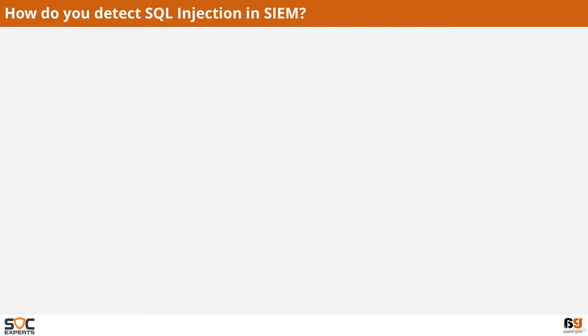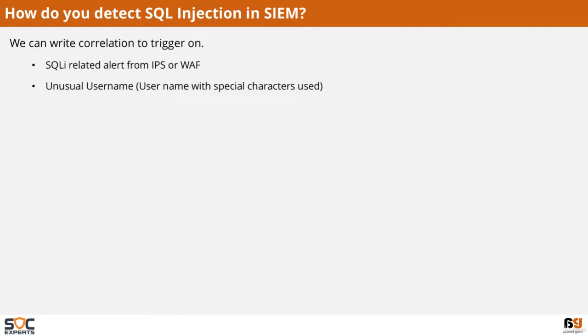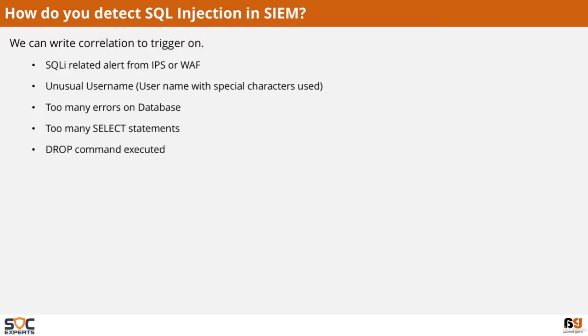How do you detect SQL injection in SIEM? We can write correlation rules to trigger on SQL injection related alerts from IPS and WAF, unusual usernames used to log into the database, too many errors on the database, too many select statements or abnormal select statements executed on the database, and drop command executed. All these rules typically run on database audit logs.